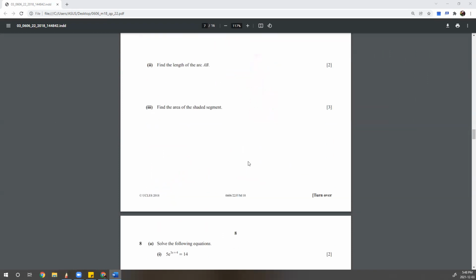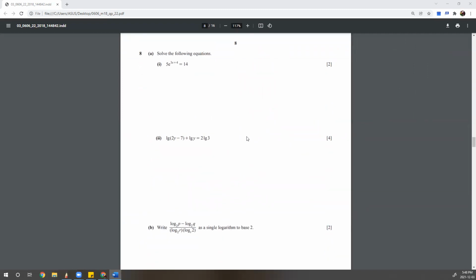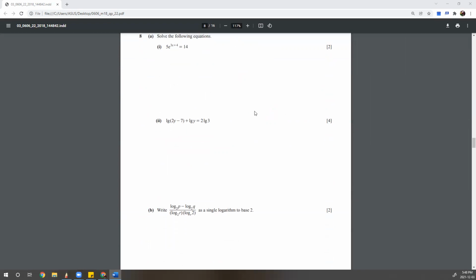5, 7 until 9. Have you learned about logarithm? If yes, then you can do this. So for number 8a. e to the power 3x plus 5 equals 14 over 5, right?